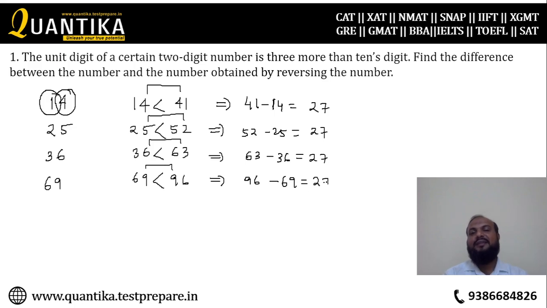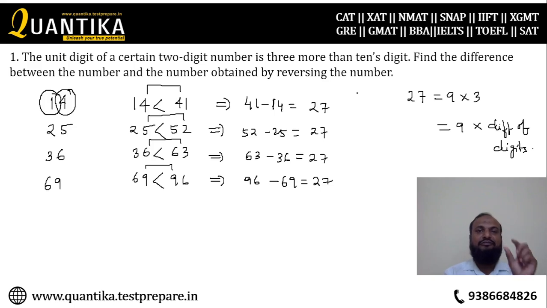Why the answer is 27, my dear friends? Because 27 is 9 into 3. That means 9 into difference of digits. So answer will always be this. Your difference of digits is given. Your difference of digit is given as 3 in the question, if you read the first line properly.